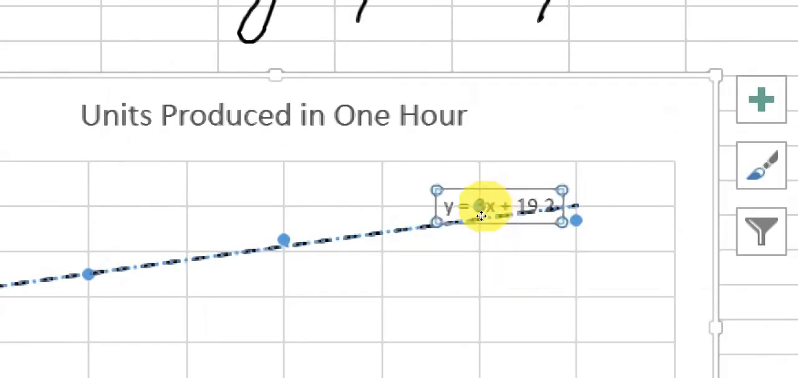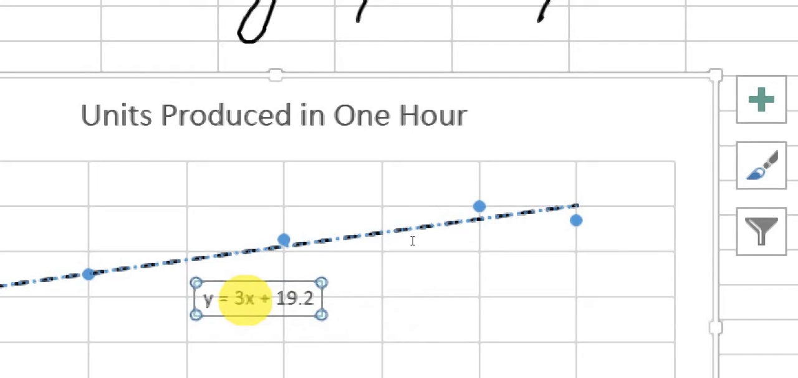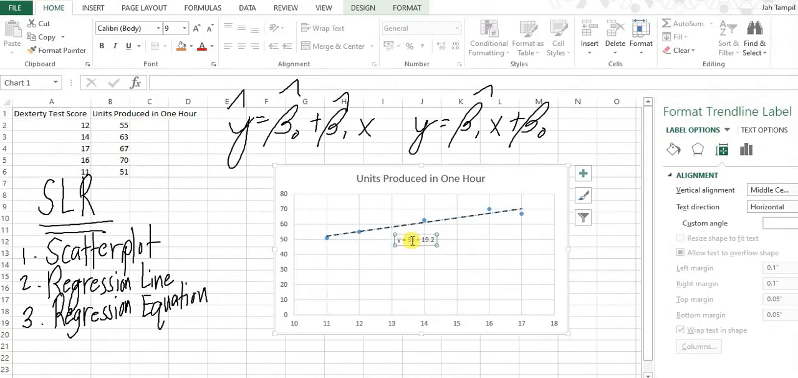There you go. Let me just select it down here. Then let me just make that big. Let's select everything. Make it 14 and bigger. There you go. So this is now our regression equation. Y is equal to 3x plus 19.2. So what does this mean now?